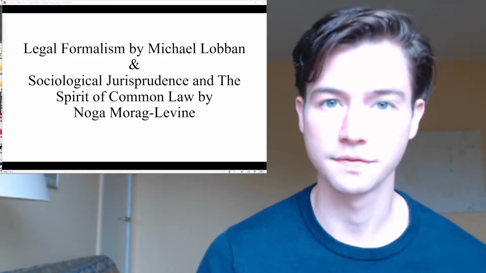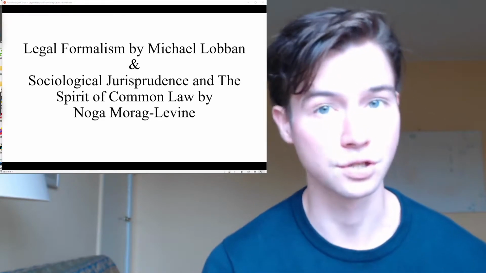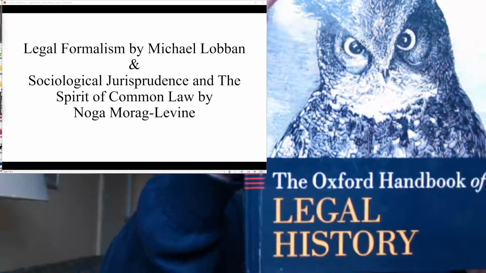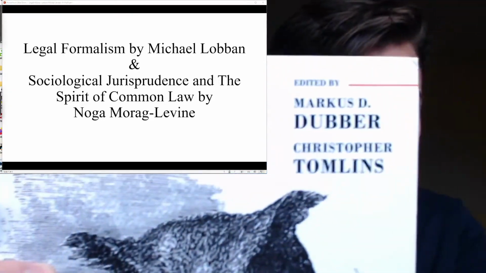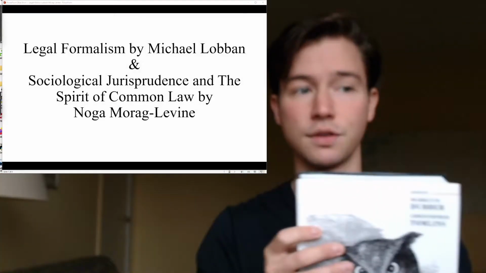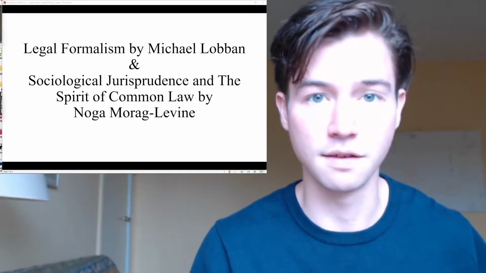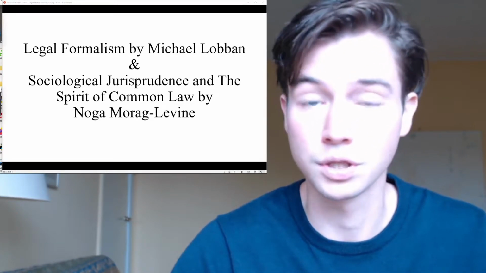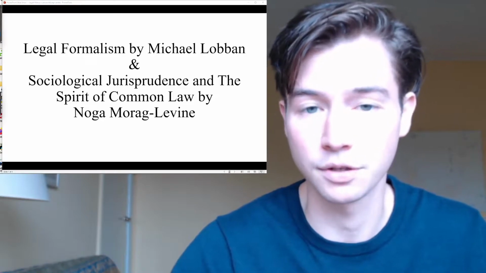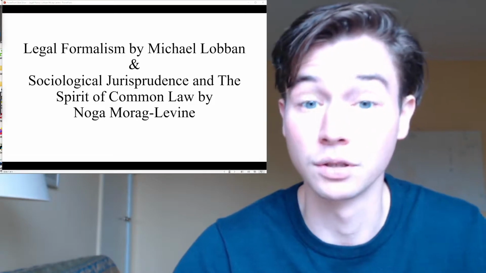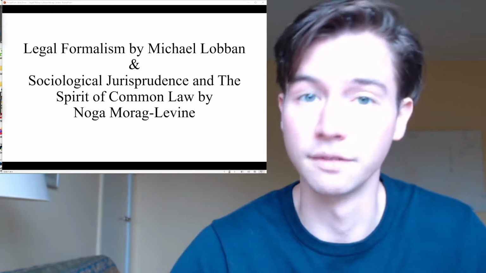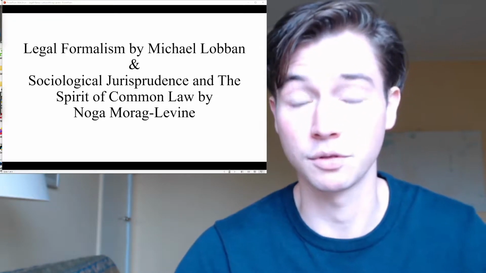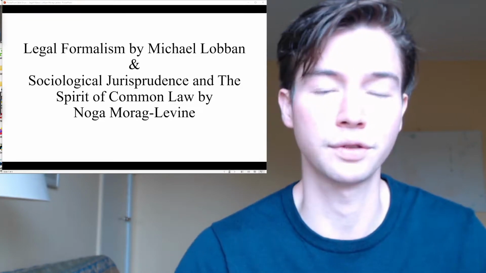Thanks for watching this video on Guide to Legal History and Historians, where we will be going through chapter by chapter the Oxford Handbook of Legal History, edited by Marcus D. Dubber and Christopher Tomlins. This video we will be going through the two chapters, Legal Formalism and Sociological Jurisprudence and the Spirit of Common Law, by Michael Lobban and Noga Morag-Levine, respectively. These are chapters 23 and chapter 4 of the Oxford Handbook of Legal History in part 3.